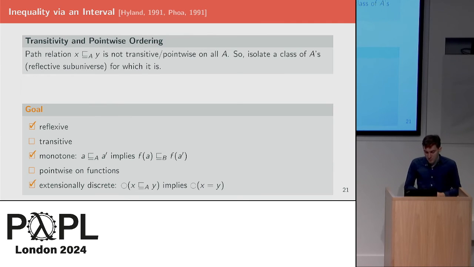And to solve the other problem, to get transitivity and pointwise on functions comparison, you realize that there's just a reflective subuniverse of types for which this does hold. So instead of working in this larger category, you can just find yourself in the reflective subuniverse, and then you get the last two properties that you want.